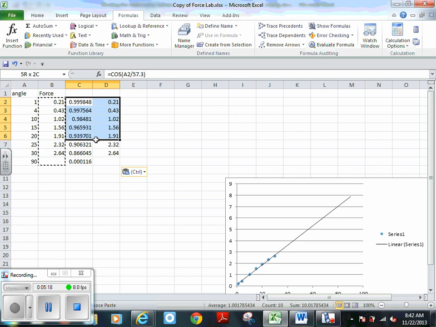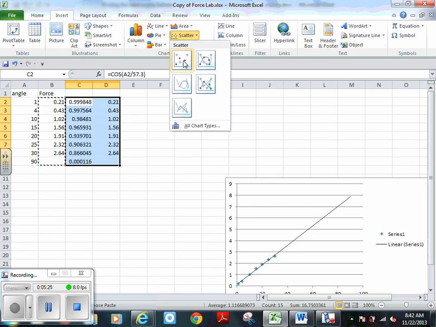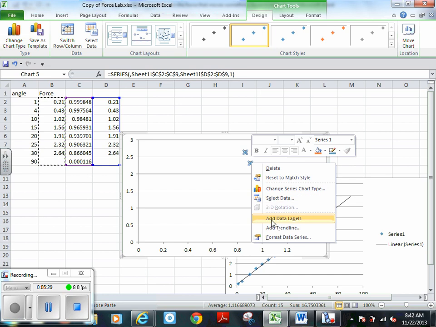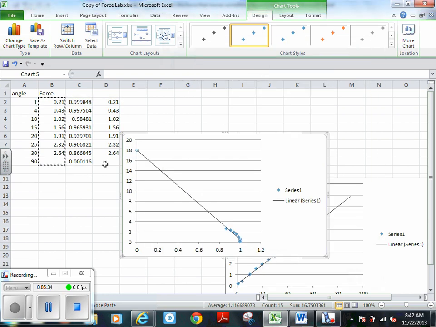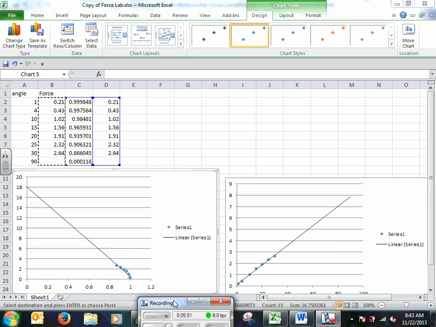So then you just highlight all these again, and you go through and insert your scatter plot, and you look for your trend line, and you can see that the number down here is the number associated with 90 degrees. So that would be this one. So does our car weigh 18 newtons? No. So that's not the right relationship.